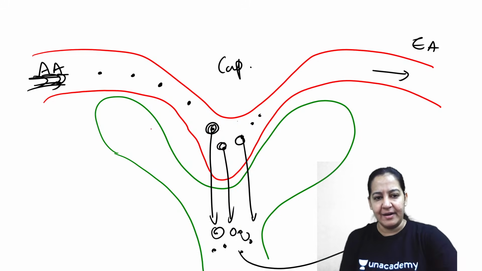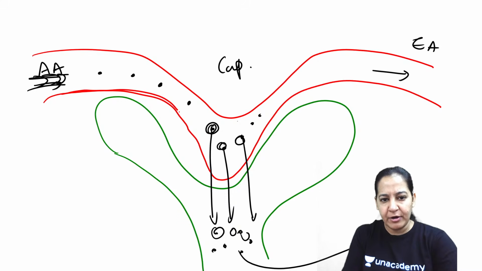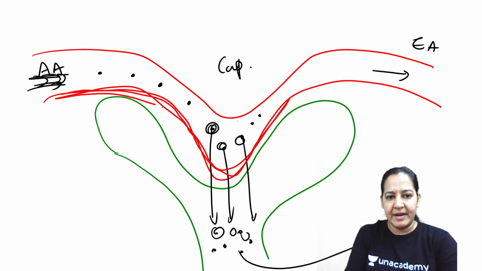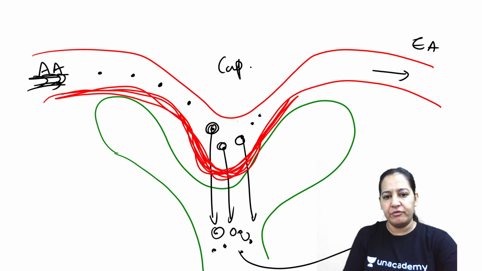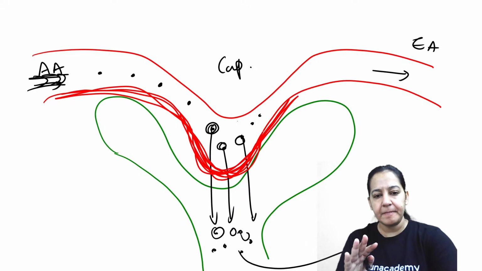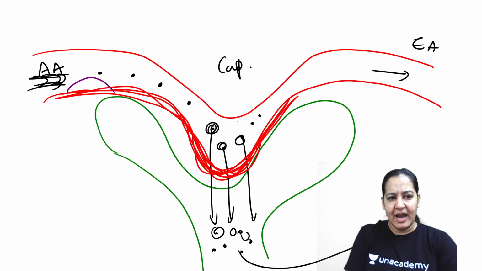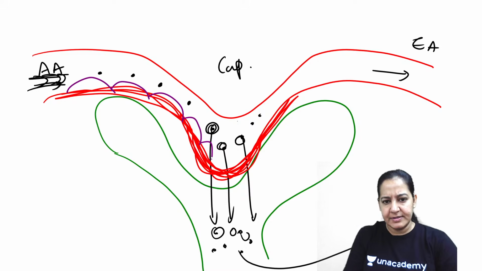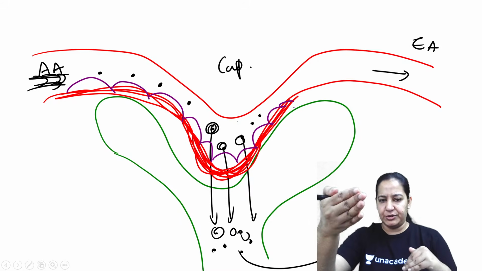The first layer is the basement membrane of the capillary. This is the basement membrane of the capillary I am marking. All the capillaries or blood vessels have a basement membrane. So this is the basement membrane of the capillary present here, right? After that, on the inner side of the capillary, the lining is the endothelial cell. This is the lining, endothelial cell. So this is the capillary with a basement membrane and endothelial cell.